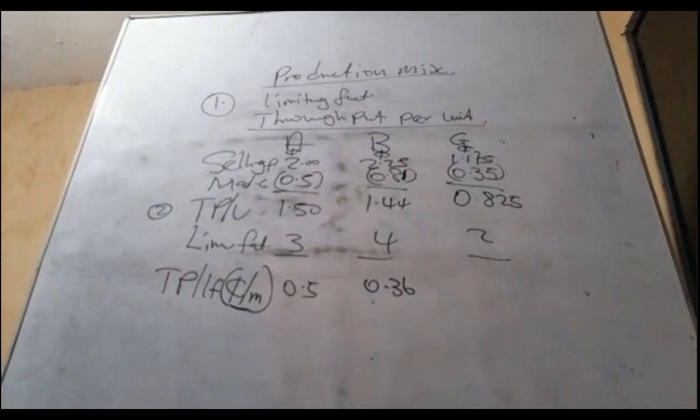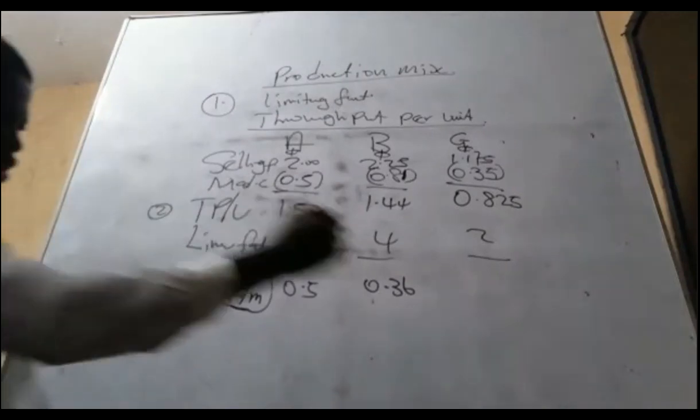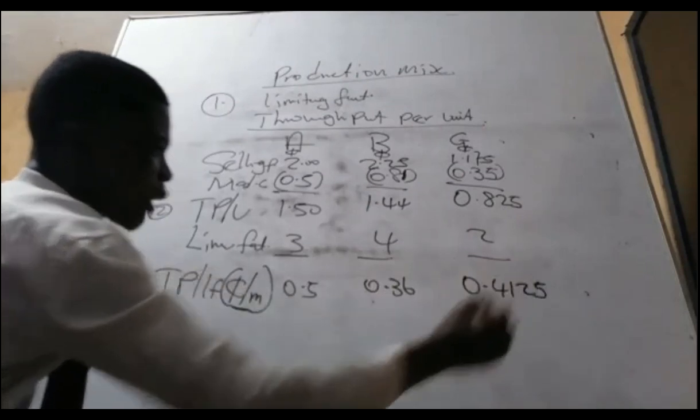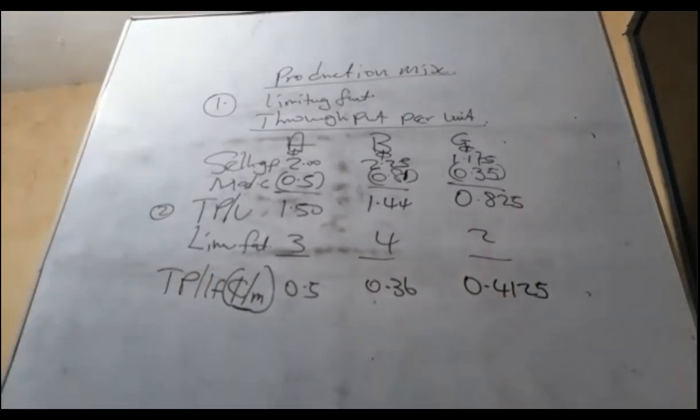Then let's see. So this one will be 0.825 divided by 2. And that'll give us 0.4125. So 0.4125. So you can make it 413. Then you can round it to 413. But I like full figures. Yes, I like full figures. I don't like rounding. I like exact answers. Rounding, no.